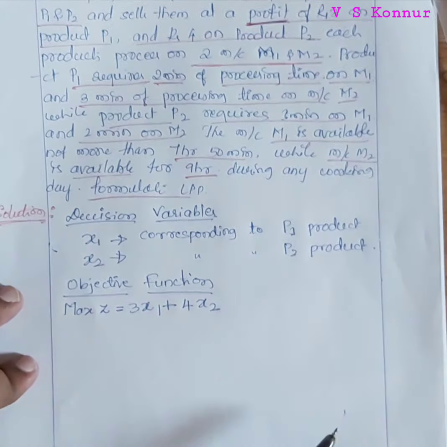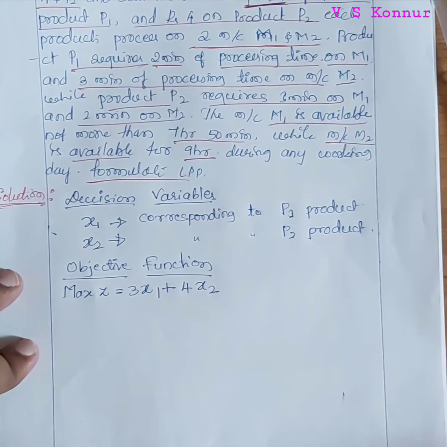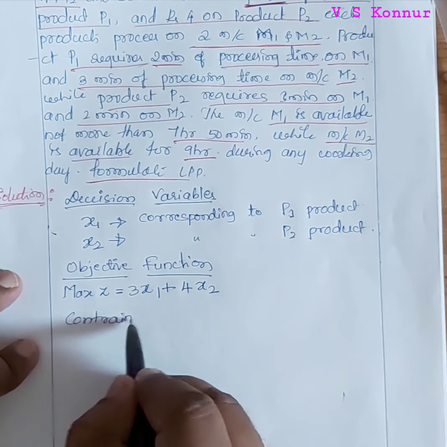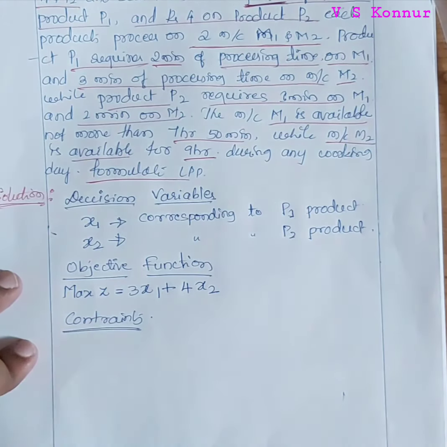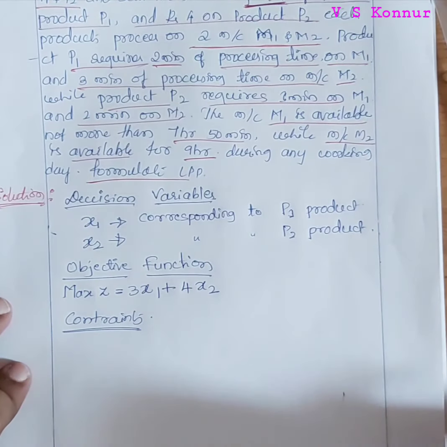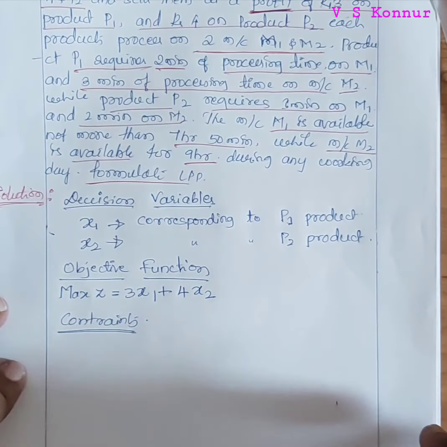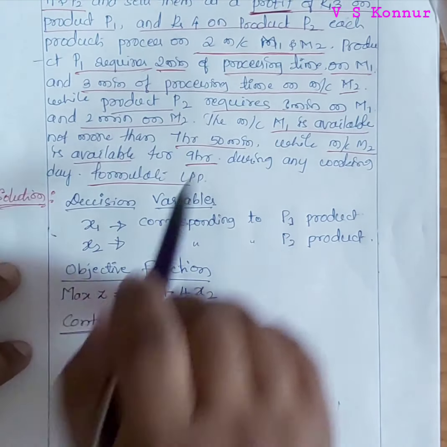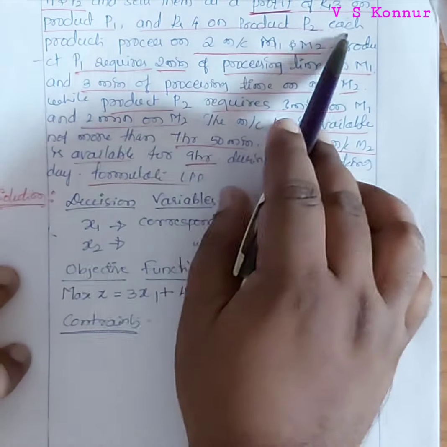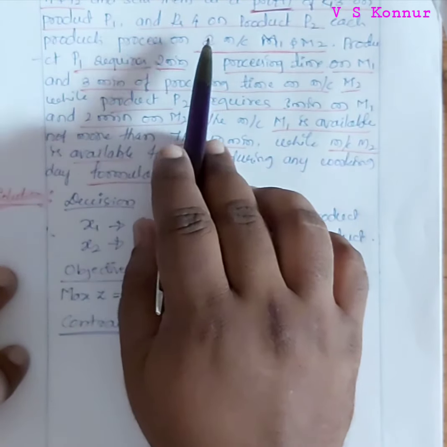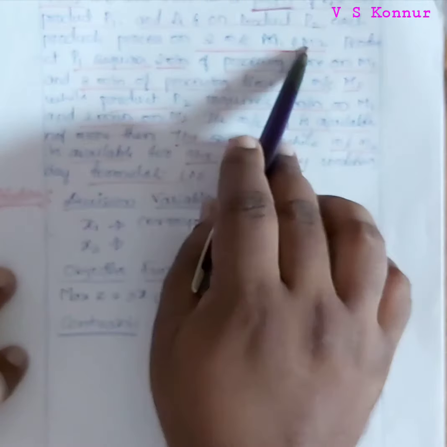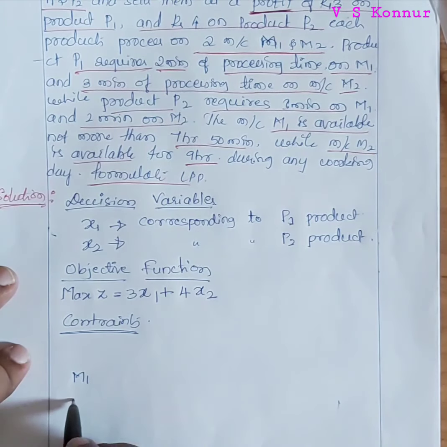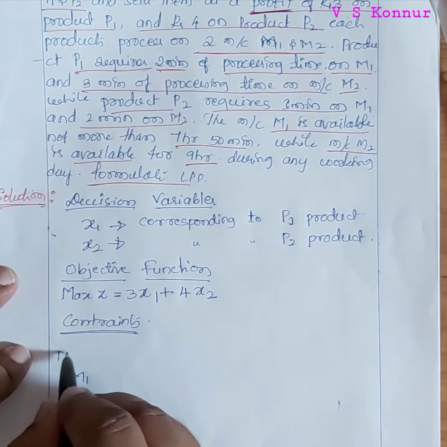Then we have to define constraints or restrictions. For constraints, we have to form a table. In some problems there is a table, in some problems no table is required. In this problem, we'll check whether a table is required or not for restrictions. Each product is processed on 2 machines, M1 and M2. So we'll make a table here. M1 and M2 are the 2 machines.